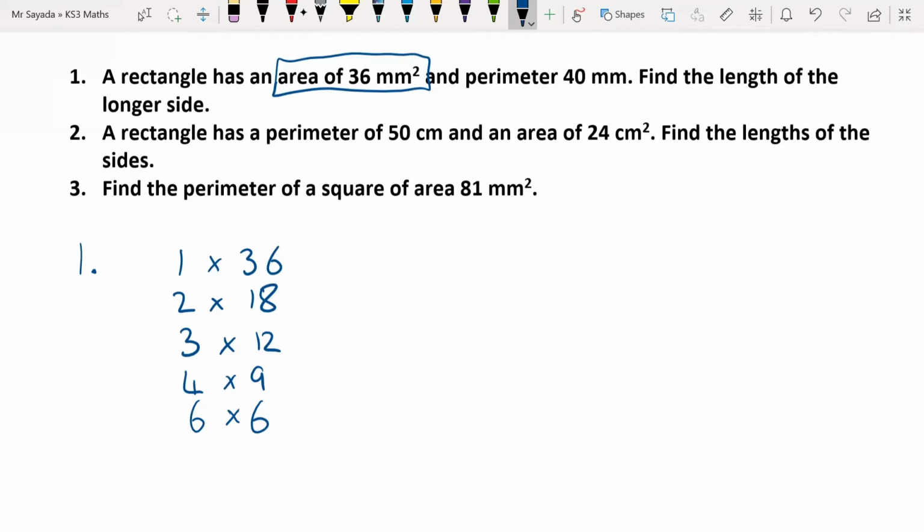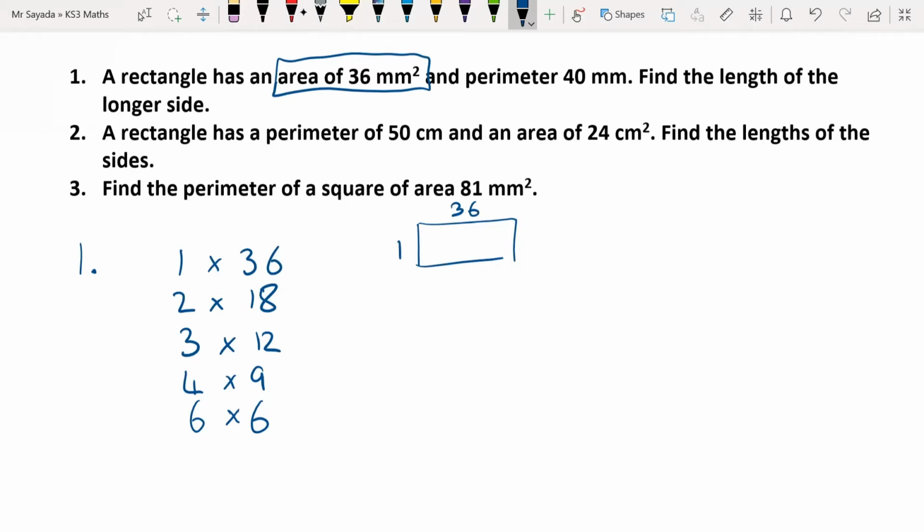You should have said something along the lines of that I need to go through each of these possibilities and work out what the perimeter would be for that possibility. So you don't need to draw the rectangles yourself, but that's what I'm going to do. So if I had a 1 by 36, what would the perimeter of that rectangle be? Pause the video to work it out. Press play once you're ready.